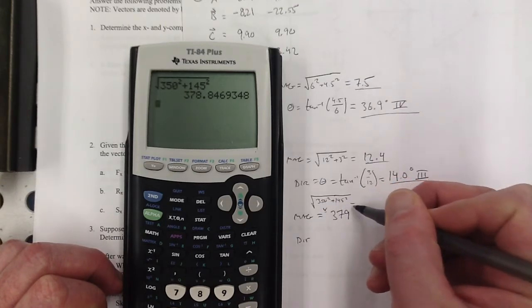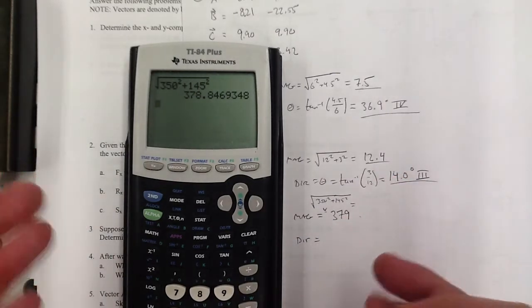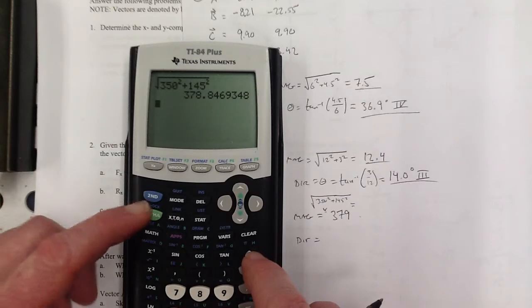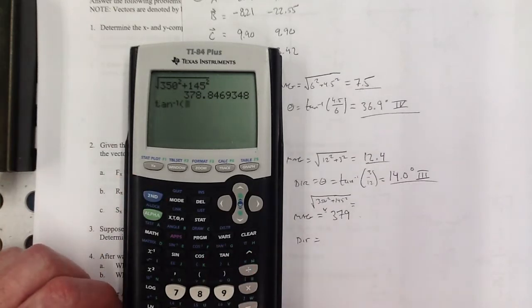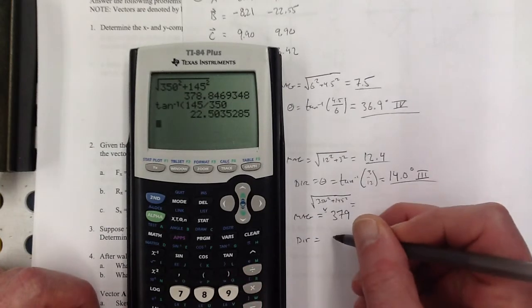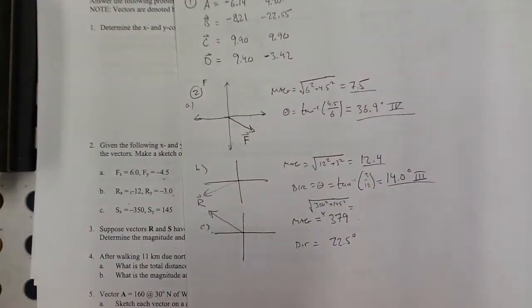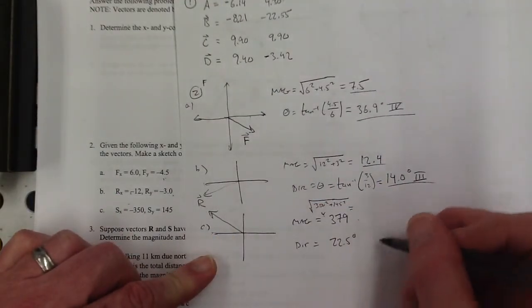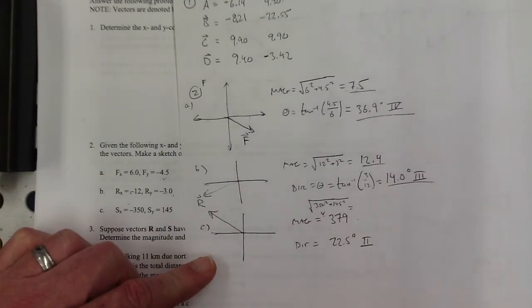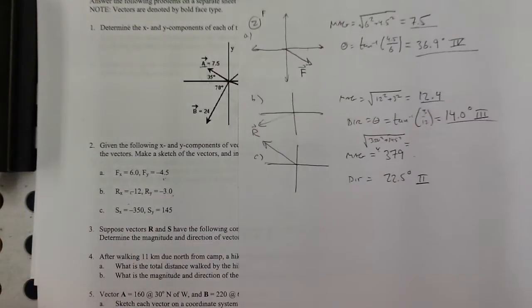I think that's important to write that down. Because what if you mess up? Then somebody's looking at a number, you have no idea what you did. And that's sad. 145 over 350 is about 22.5 degrees. And what quadrant are we in? We're over here in quadrant 2. All right. This isn't so hard.